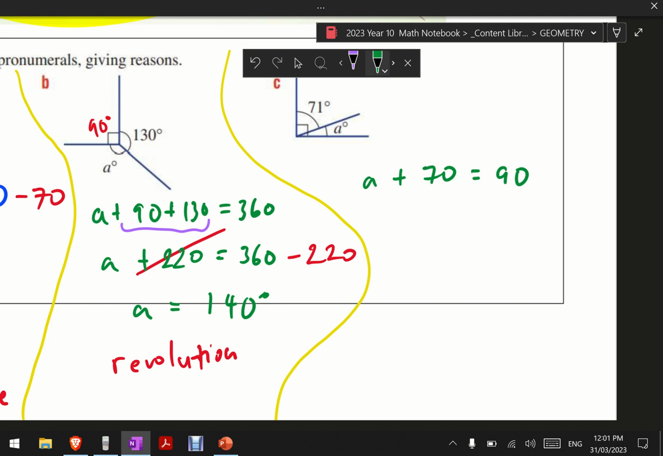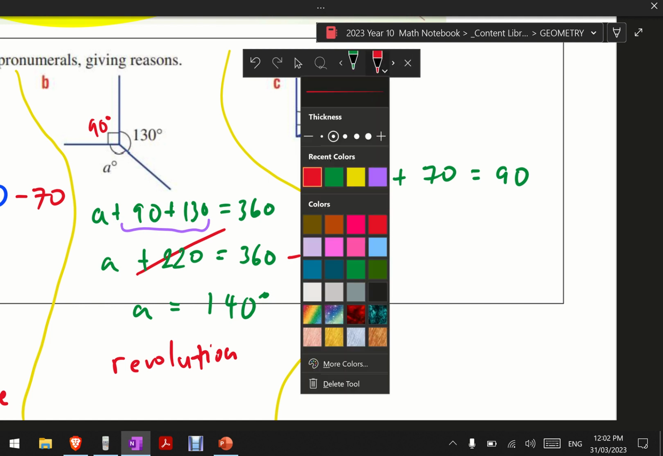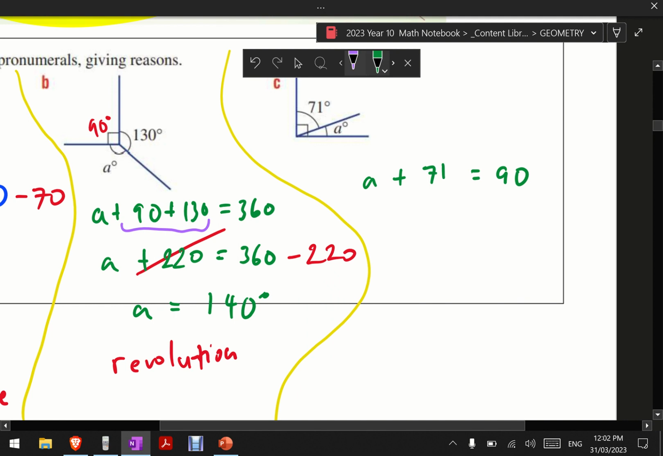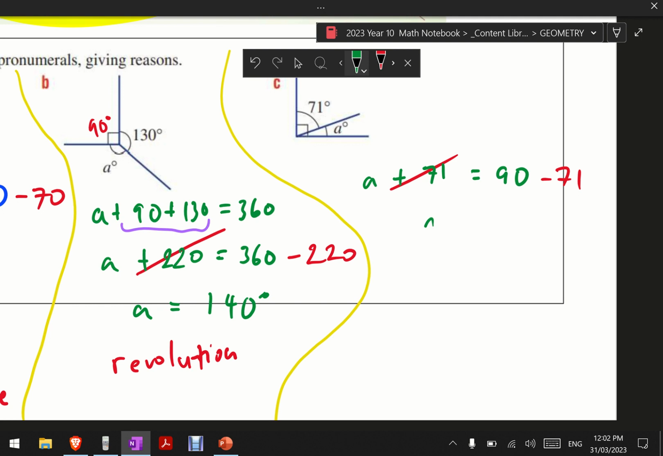Okay, good work, dude. So, from there, what do I do? Abby, can you tell me what's the next thing? Isolate A. What am I moving? 70, sorry. Minusing what, my friend? What am I minusing? 70. Very nice. So, get rid of this. It's a plus, here becomes minus. So 90 minus 70 is 20. Sorry, it is 71. Sorry, I have bad eyes.